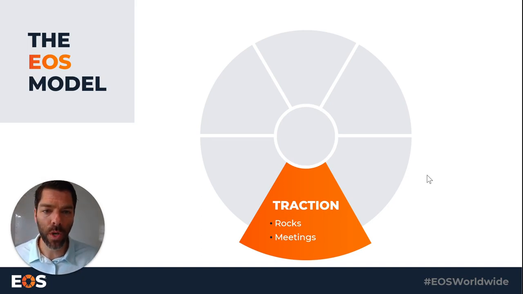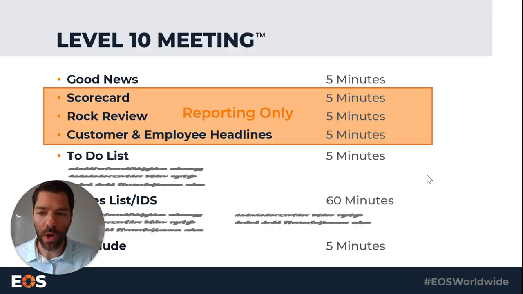Within that 90-day world, what we do is we help you establish a meeting pulse with what we call a level 10 meeting agenda. And so what this looks like is you share some personal and professional good news, you check in on your scorecard, you check in on your rocks, your customer and employee headlines, and then you check in on that to-do list, the things that you committed to the last week.